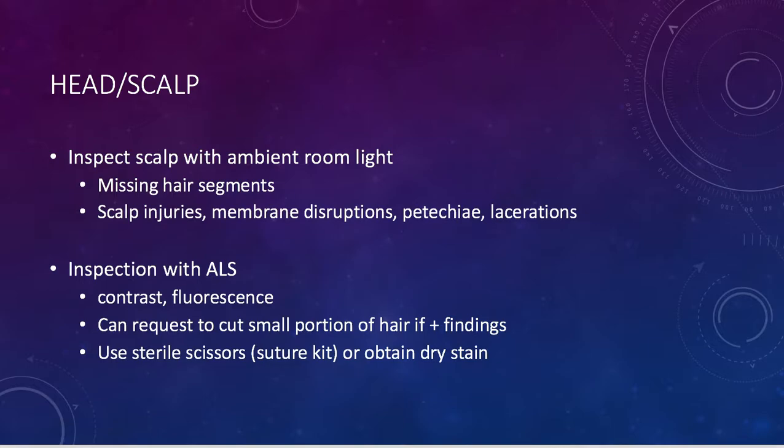Also, inspect with the ALS. You can use contrast and fluorescence. And if you do see something in the hair that you want to take, if the hair has positive findings, you can always use sterile scissors, which you can get from a suture kit or request from the ER, and cut out a piece of the hair if the patient consents to that. Or you can obtain a dry stain directly from the hair.